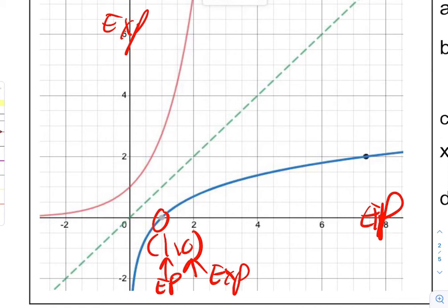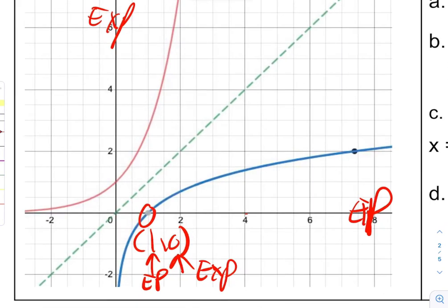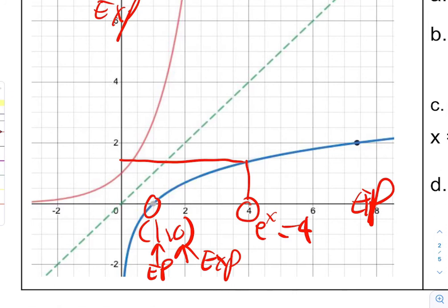So what does it mean to have a value of 4? Well, that would mean that e to the x equals 4. Okay, so what should that be? If I go across over to here, what exponent should I get? So remember that e is like 2.7 something, right? So 2.7 to the x equals 4.